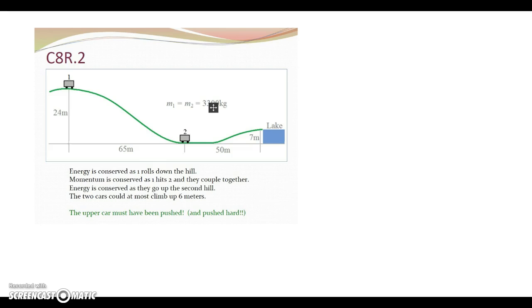Now this is one I was a little wondering about. So, energy is conserved for 1. So his energy up here is mg24, isn't it? We don't even care what his mass is. Oh yeah, we do. 3,300. So we can figure this out. 3,300, 9.8, 24. Now, when he gets down here to what we're going to call 0, all his energy is kinetic, isn't it? So we can figure out his velocity right here.